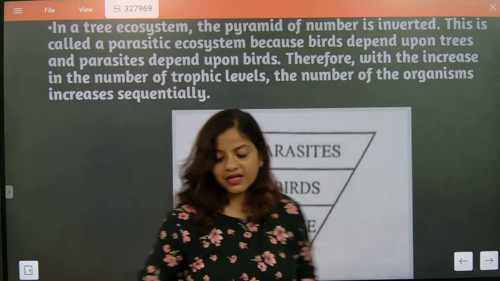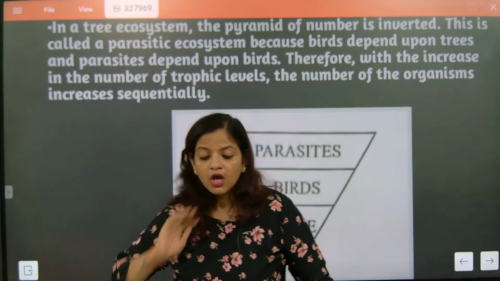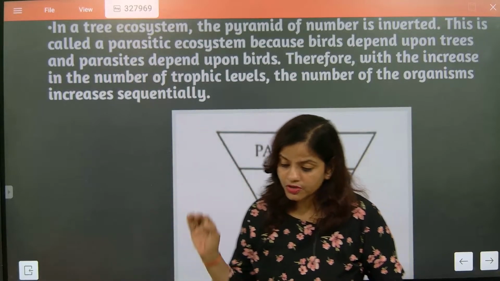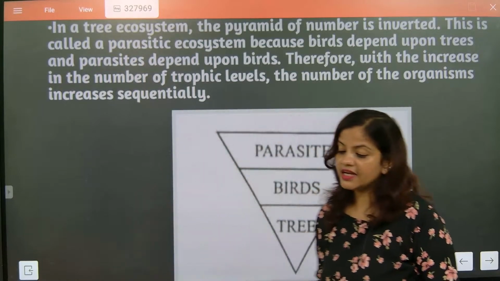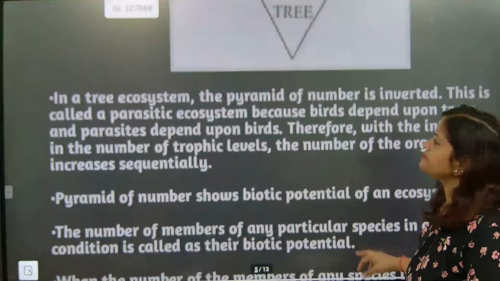See, parasites can damage a host body. You must remember this one. The parasites can damage host body. This is one of the most important things. Got it? Now we will go for the next one.